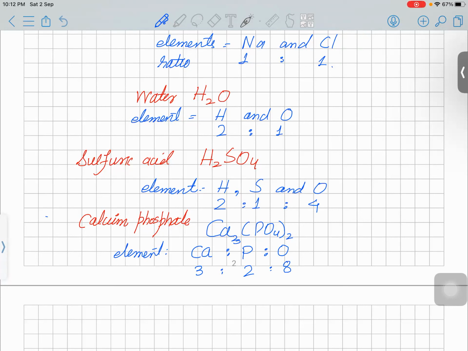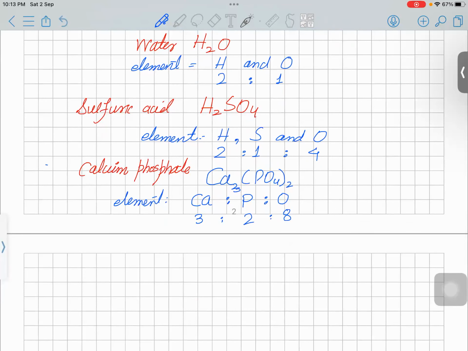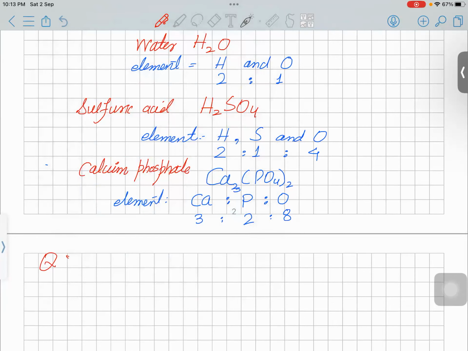Are you getting my point or not? Yes, sir. So the ratio is like the formula. Yes, by finding the formula, you can easily find the ratio between the elements, right? Now you can also find the number of atoms. Now the next question is to find the number of atoms.